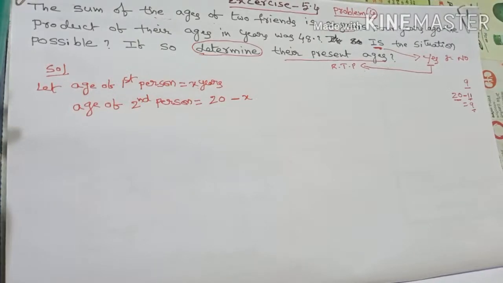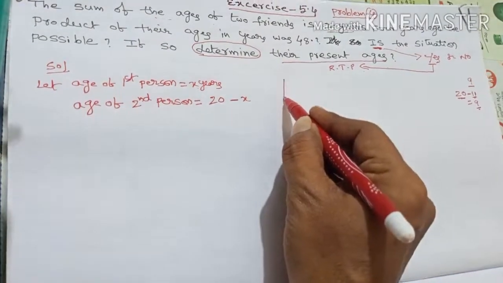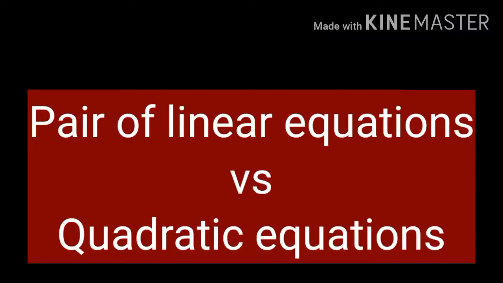Okay, then come to here. Here I would like to clarify the confusion between pair of linear equations and quadratic equations. I will try to do this problem by using quadratic equations and pair of linear equations. Thereafter you have to decide which problem comes under pair of linear equations, which problem comes under quadratic equations.